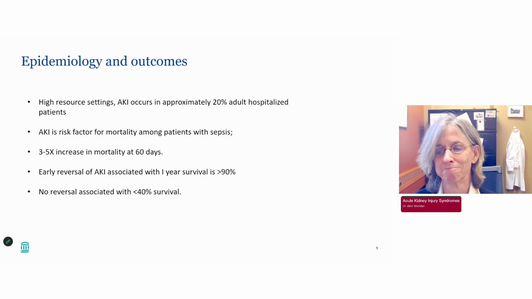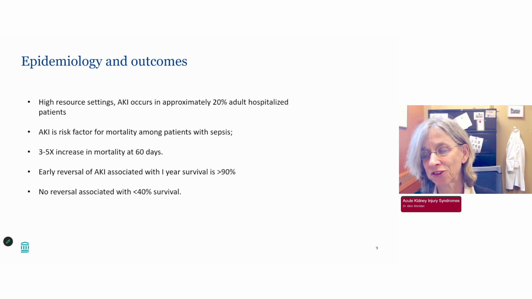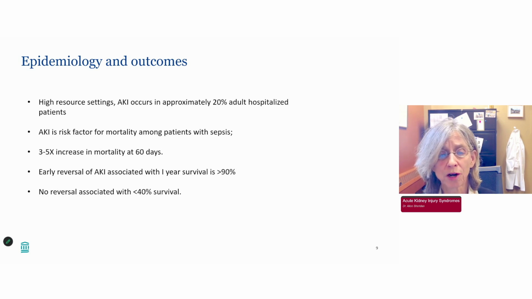It is sobering. In high resource settings, AKI occurs in 20% of hospitalized patients. It is a risk factor for mortality. Among patients with sepsis, there's a 3 to 5-fold increase in 60-day mortality. And the recovery determines the prognosis. Early reversal is associated with a greater than 90% survival at 1 year, whereas no reversal is associated with less than 40% survival.